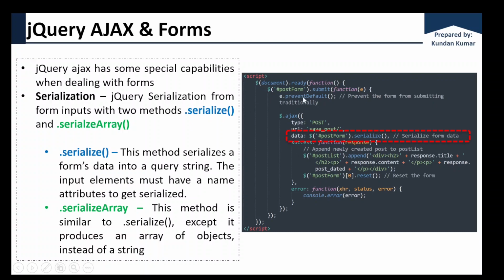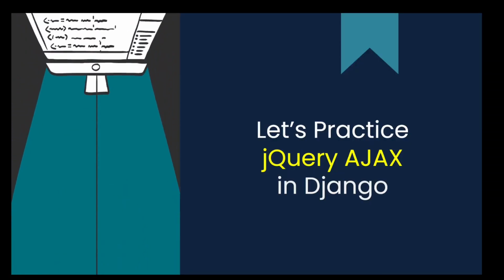So guys, you can see in this code snippet that I'm using the data, which is the ID of the post form serialized, to receive the data from the form. So guys, let's practice jQuery AJAX in Django.